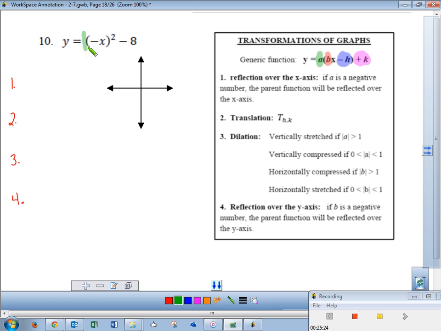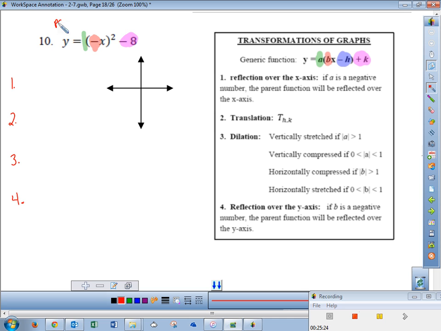Green, isn't that the number in front of the grouping symbol? Red. Blue, is there a blue number? The blue number is inside the grouping symbol, there is none. And pink. Cool. Who's our parent function in this bad boy? Parent, y equals x squared. You see the squared on the outside, right?